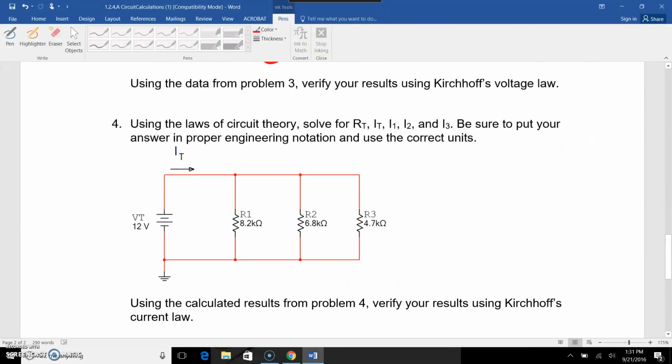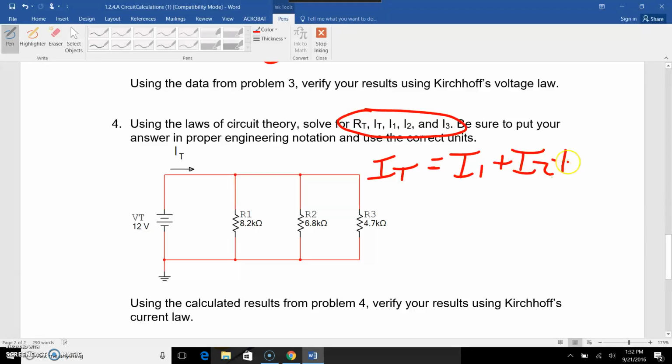And then for number 4, it's a parallel circuit. Again, solve for all the unknown values. Kirchhoff's law for a parallel circuit deals with the current, and it tells you that the current total is equal to the current at 1 plus the current at 2 plus the current at 3. Okay, so these should give you little tidbits of information.